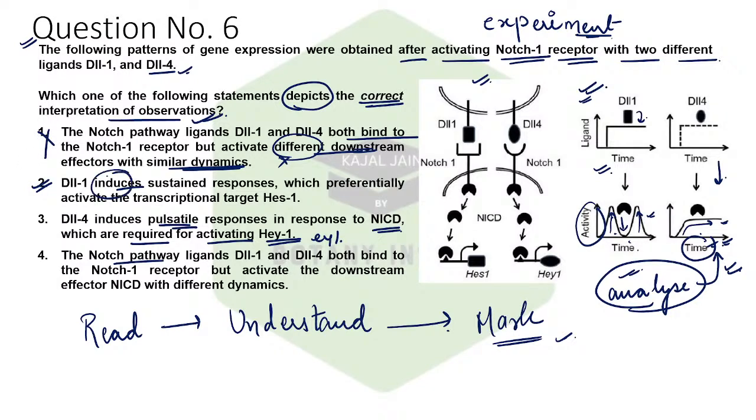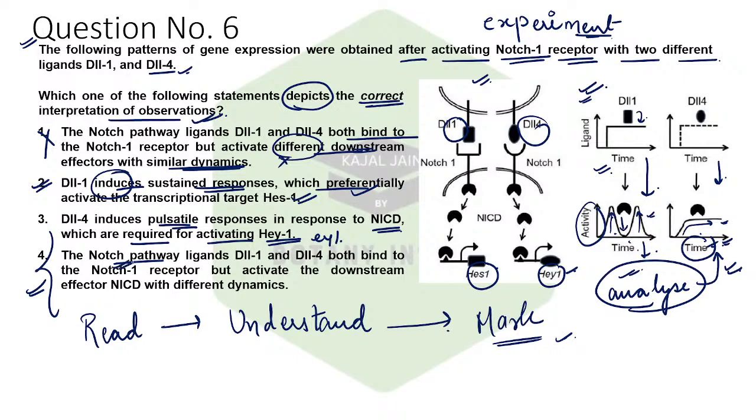D1, that is the first one, induces sustained responses which preferentially activate the transcriptional effector HES1. It is saying only one of them is causing HES to get activated. No, it's not the correct one, because the first one is causing HES1 and the fourth one is causing HEY4. But if you observe all four options properly, you will get option D as the correct one. The reason being, it is showcasing the most appropriate interpretation, right?